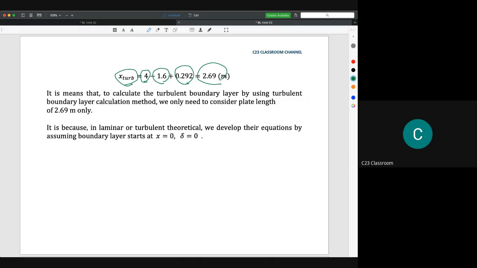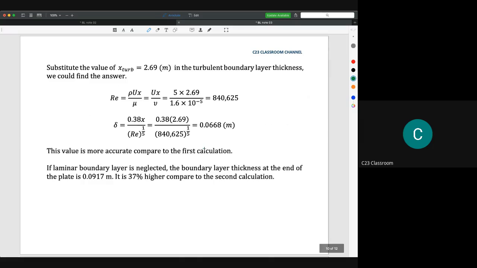It means that to calculate the turbulent boundary layer using the turbulent boundary layer calculation method, we only need to consider a plate length of 2.69 meters. This is because in laminar or turbulent theory, we develop the equations by assuming the boundary layer starts at x equal to 0 and delta is also equal to 0. Then we can continue our calculation.